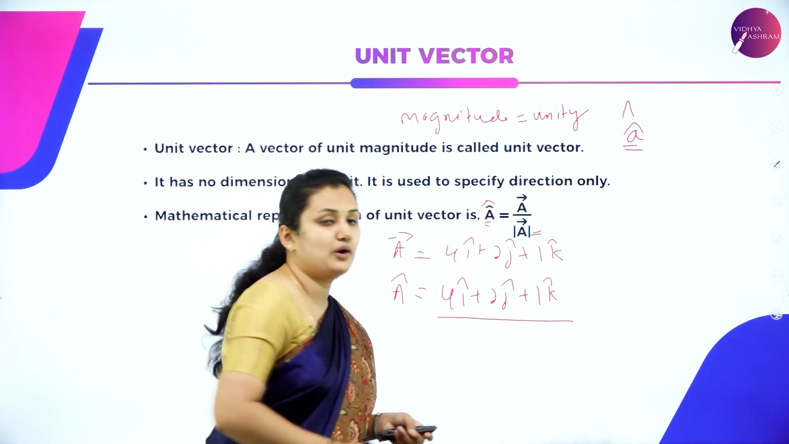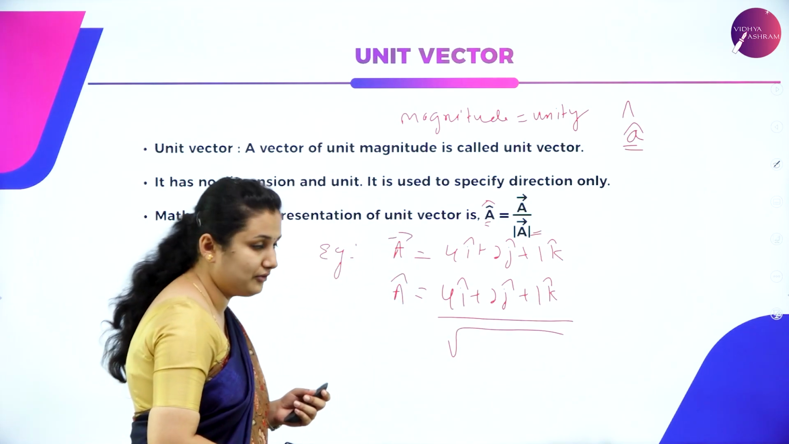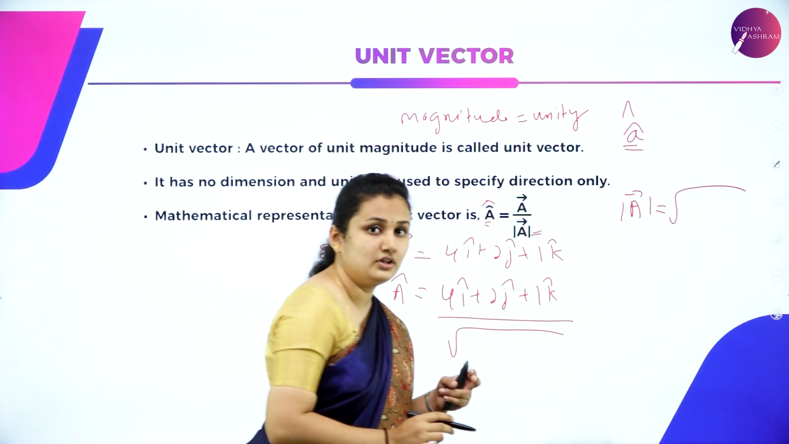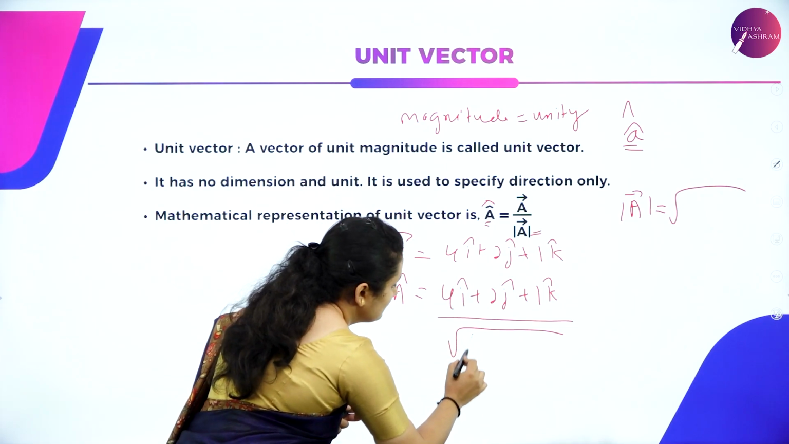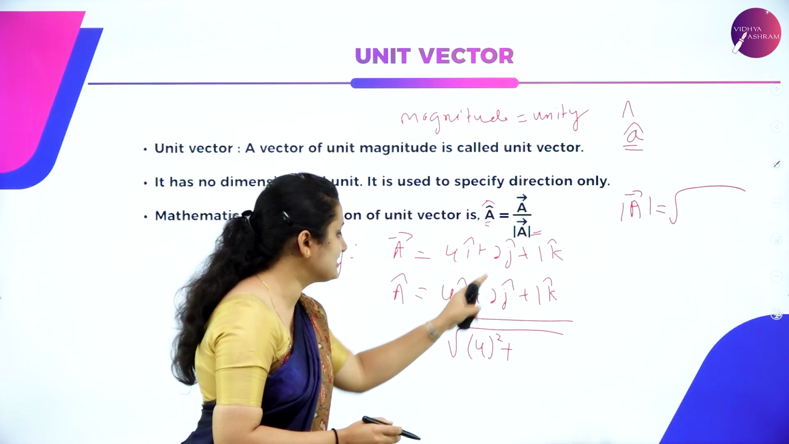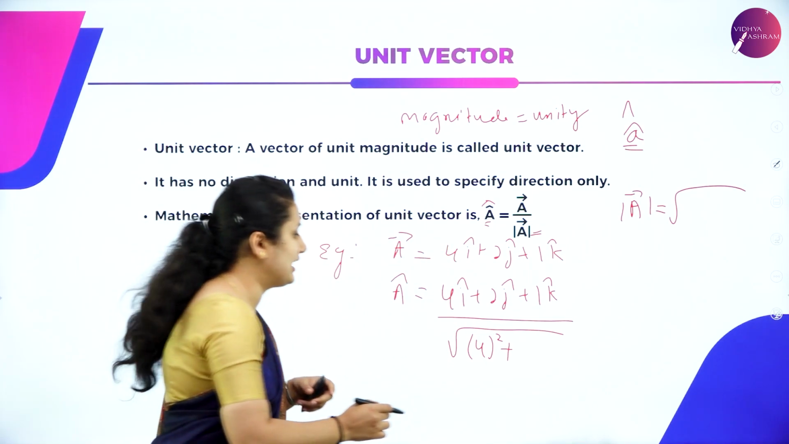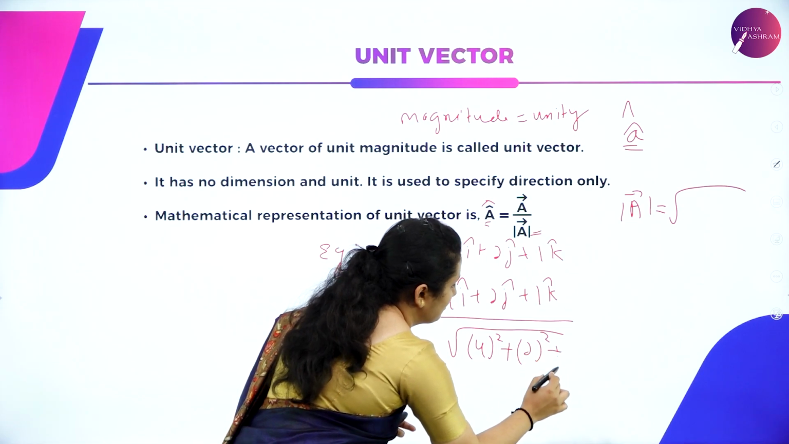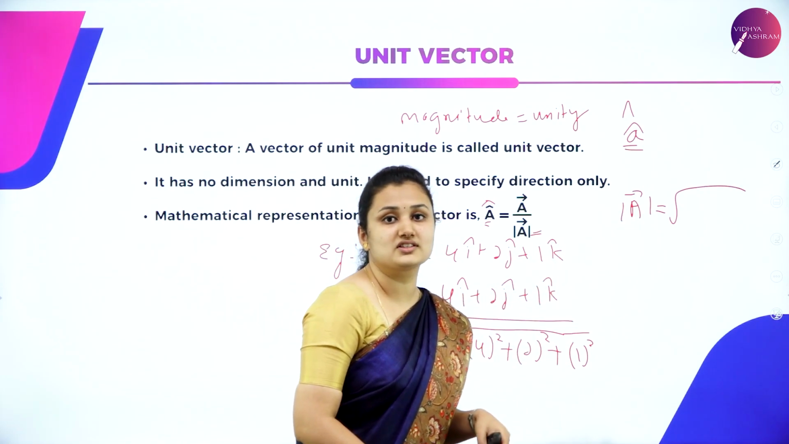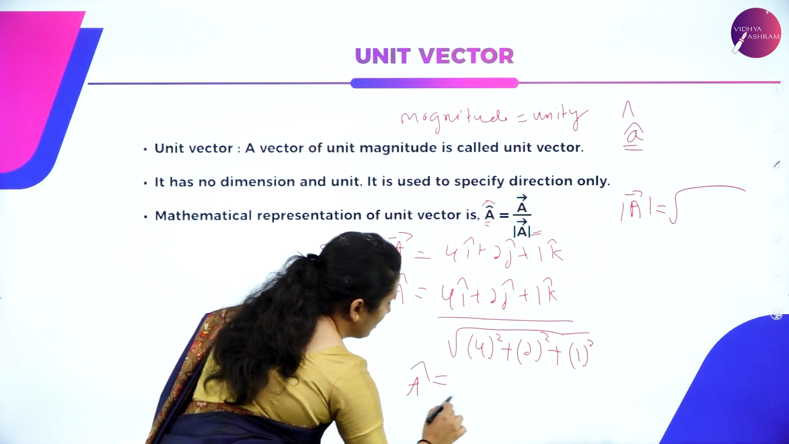the modulus. How will you find modulus? That is nothing but the square root of the sum of squares. Modulus A is nothing but the square root of the sum of squares of the magnitudes in vector A. That will give you the modulus A. Once you get that, on simplification, you can find out the unit vector A.